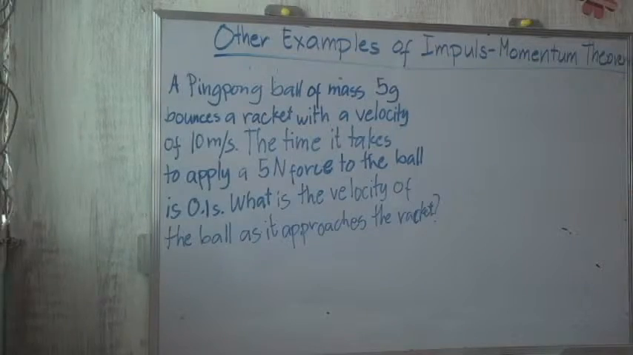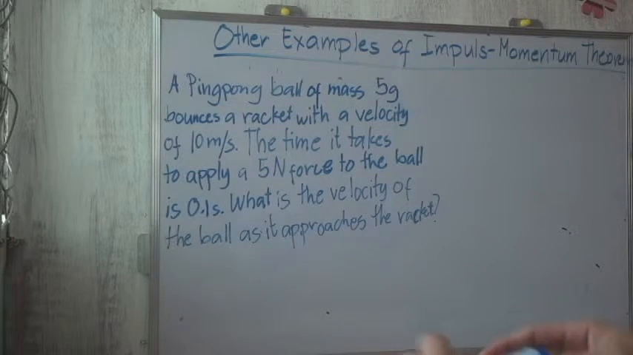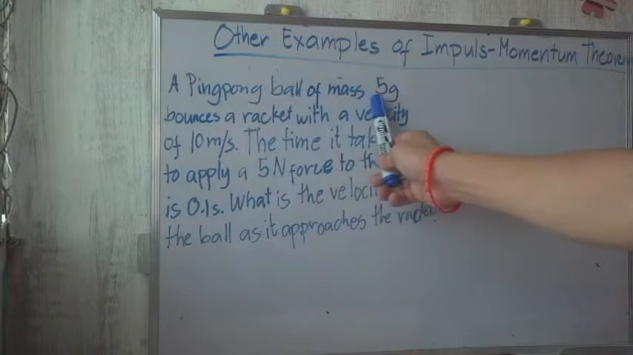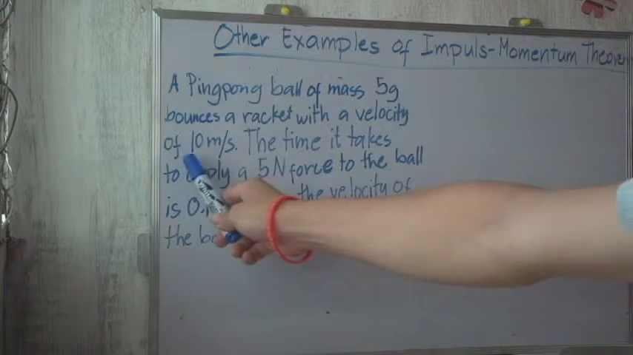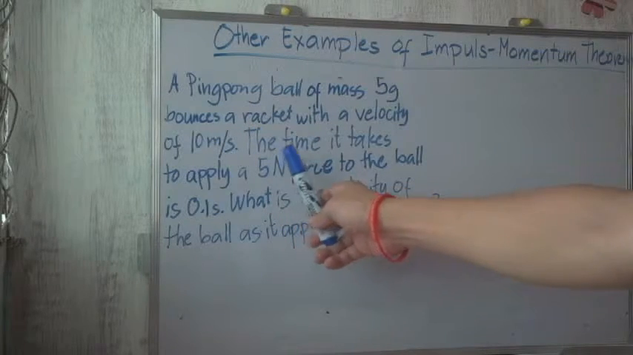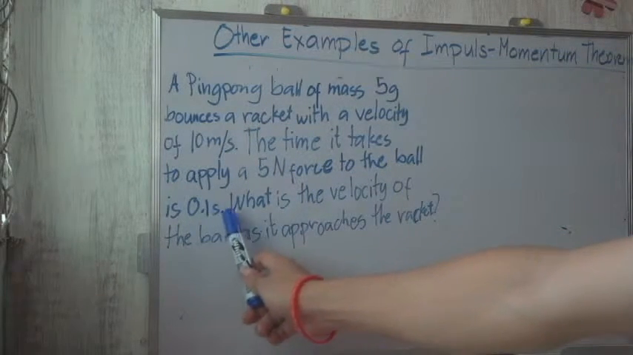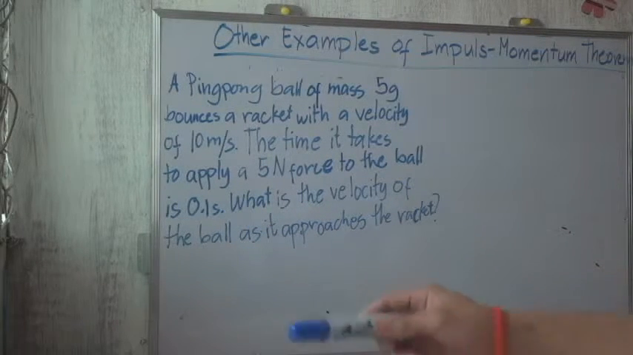Saan na po nato pag-solve kung atong ginapangita kay ang velocity na pod sa atong ping-pong ball. O given ta og mass, velocity nga final og force og ang change in time. So atong problem, a ping-pong ball of mass 5 gram bounces a racket with a velocity of 10 meter per second. The time it takes to apply a 5 Newton force to the ball is 0.1 second.